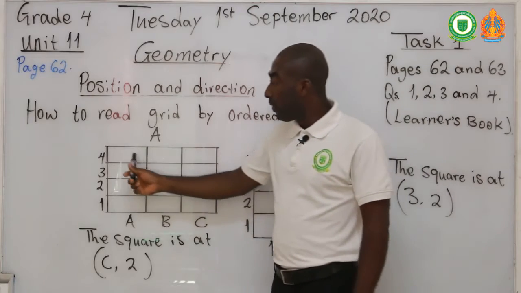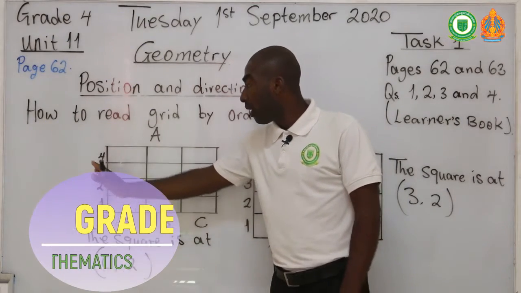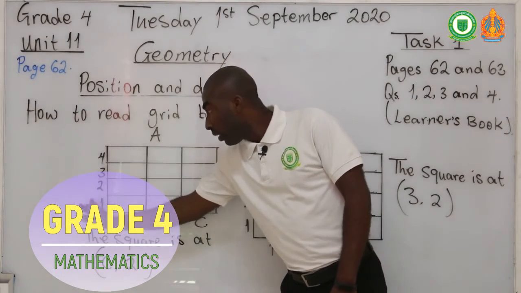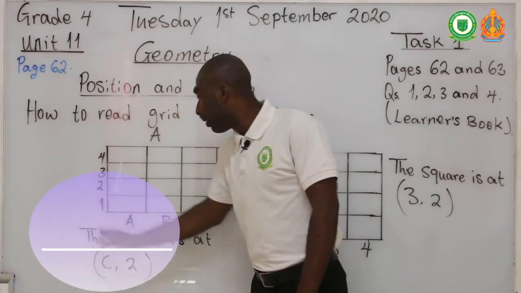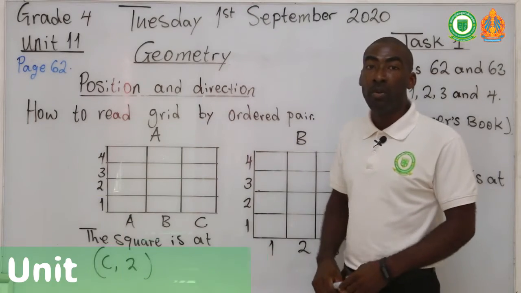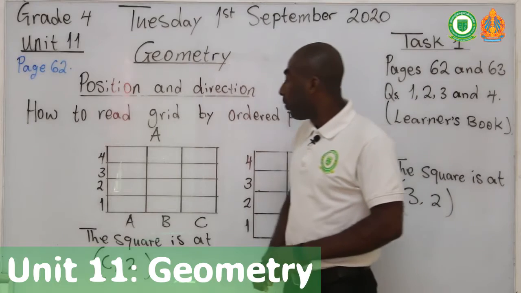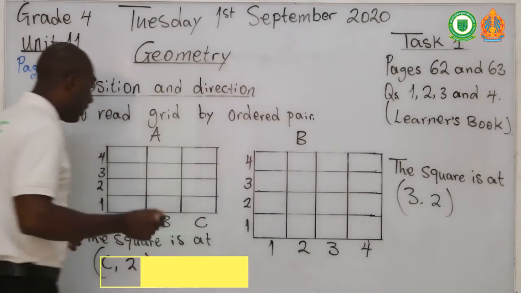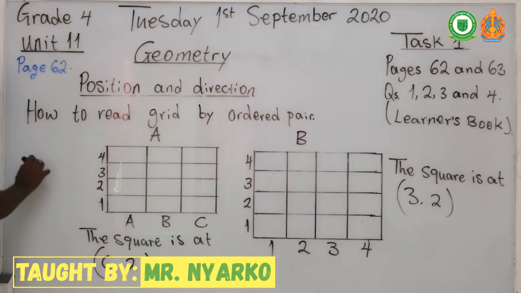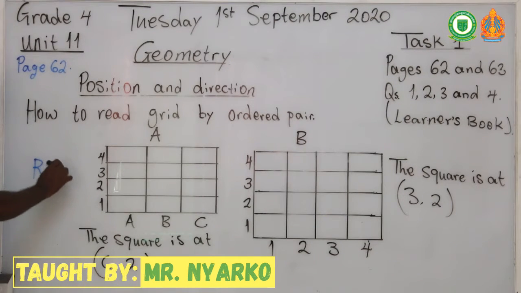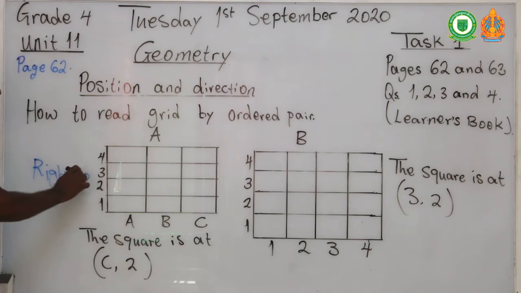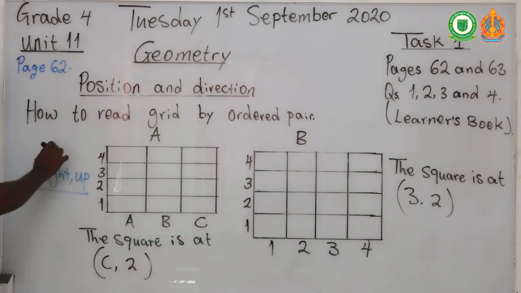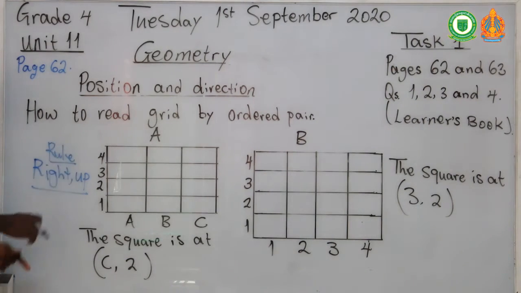So basically when you have a grid, you have two sides, okay? You have the column and then the row. So whenever you have a grid and you are coming to read, the rule is that you first go right, okay, and then you go up, okay. So that is the rule for reading a grid.